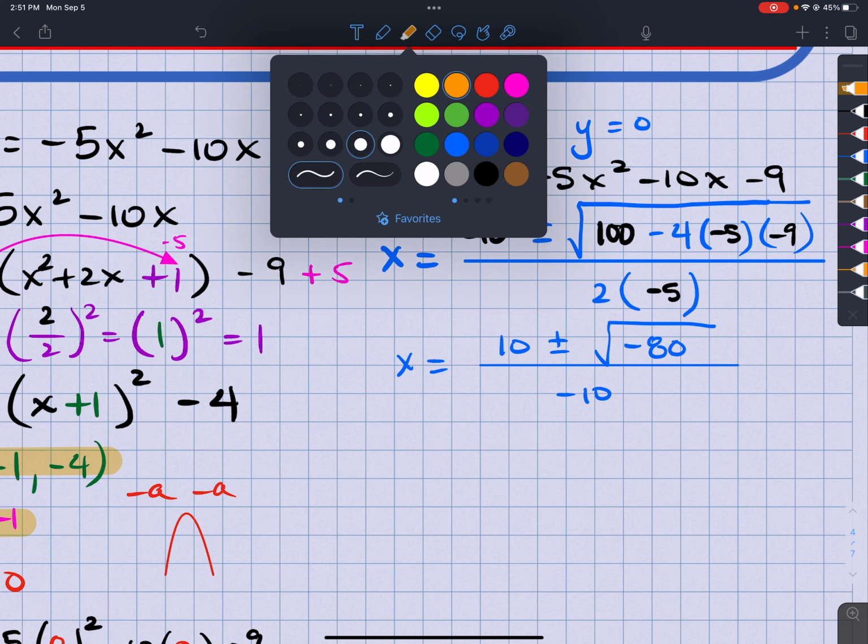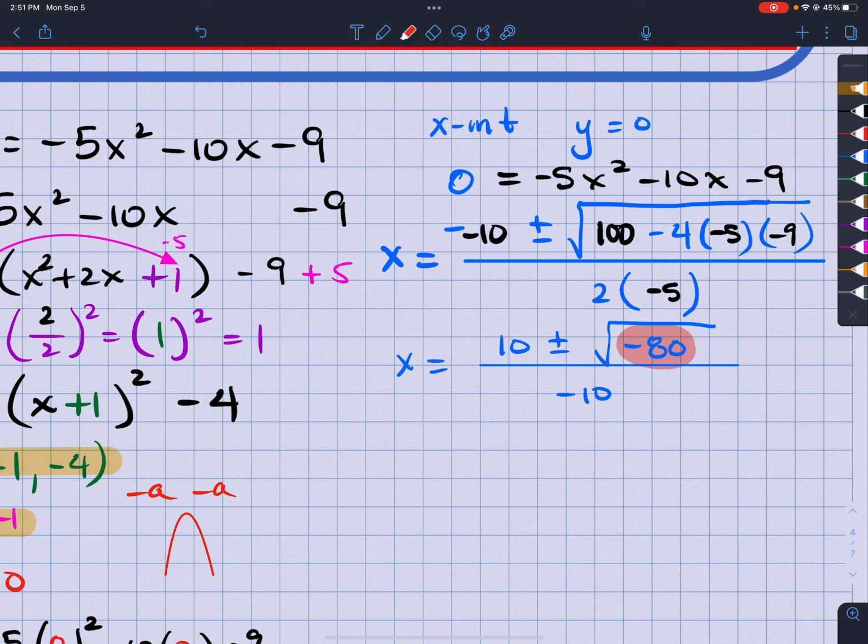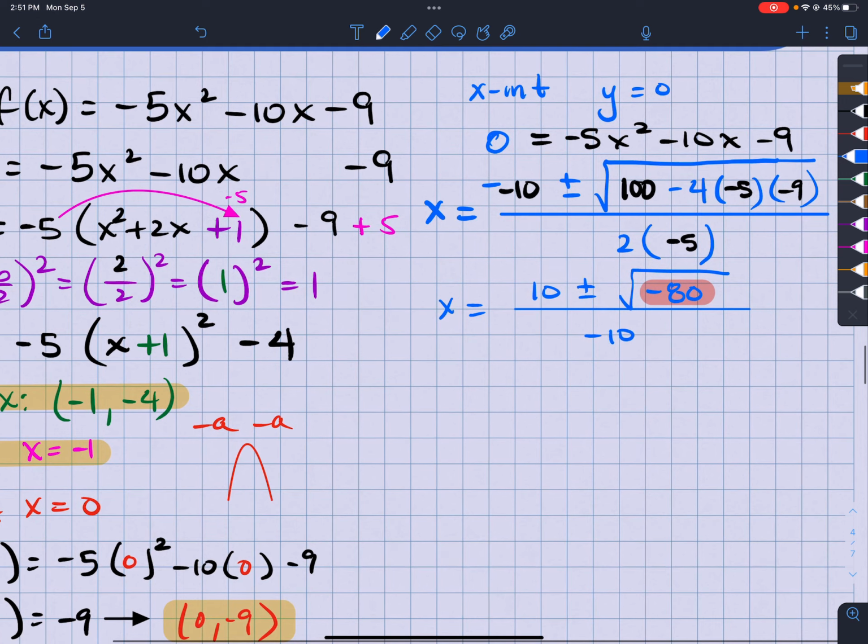I should probably use, let's use red because it's urgent, right? Oh, it's urgent. I don't know why I just, so undo it. So that is going to tell me, I don't even need to finish this, right? Because my discriminant already told me that there is no x intercepts.